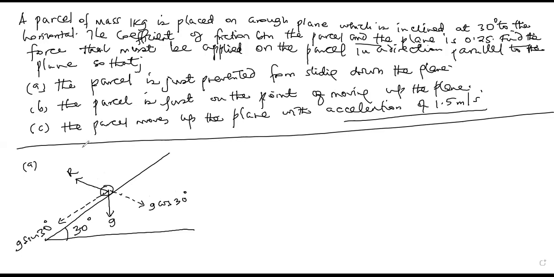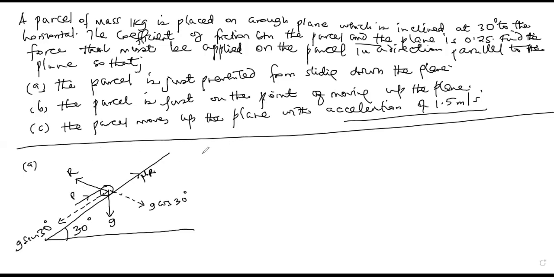Then the normal reaction. They are saying to find a force that must be applied parallel to the plane that would prevent the parcel from sliding down, meaning it was sliding down. So to prevent it from sliding down, initially the frictional force was upward, which is mu R, or F. Then the force being applied to prevent the body from sliding down is P.